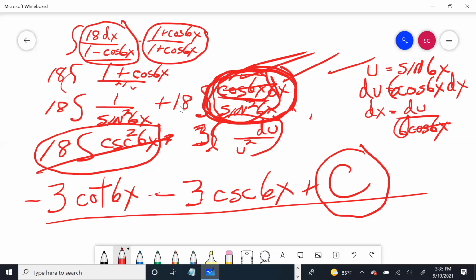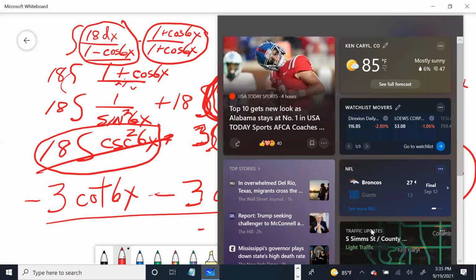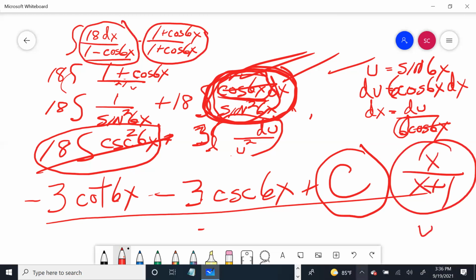Kind of like if you have x over x plus 1. I can't do the integral of that. But if I let u equal x plus 1, now the numerator becomes u minus 1 over u. And I have a monomial term in the denominator, which means I can separate it into two fractions and do it. Right, okay.